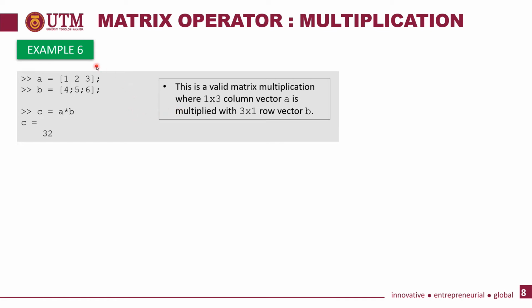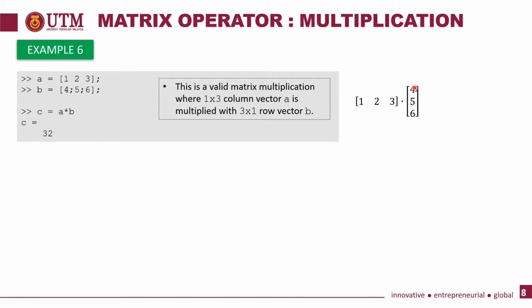In example 6, we can multiply matrix A and B because this is a valid matrix multiplication, where a 1 by 3 row vector A is multiplied with a 3 by 1 column vector B. When you see here, in the matrix operator, if you want to have your multiplication, right now we have 1 row and 3 columns for matrix A, and then we have 3 rows and 1 column for matrix B.